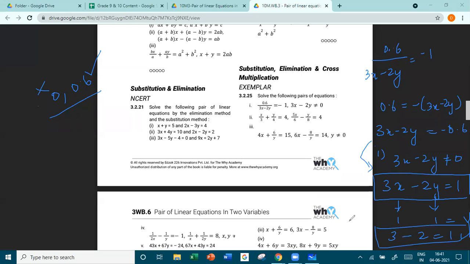So in this kind of equation, because it is 0.6, we can't directly, by seeing the equation, get what x and y are. So we have to just put any value for x and y and then substitute in the equation, so we will get the value of y. Okay, like that you are saying. Yeah, you can do that also.